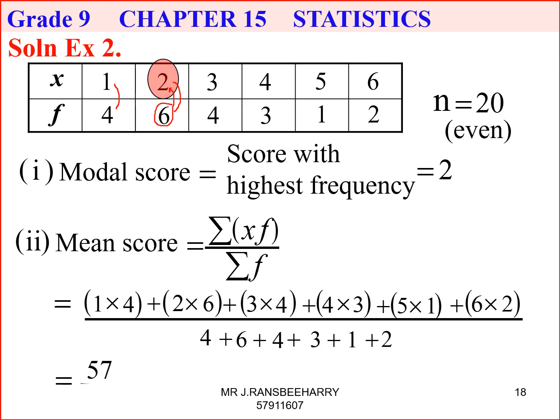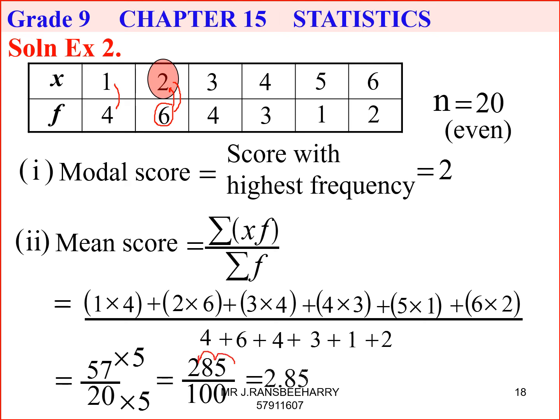So either we leave it as a fraction, but if required to give the answer in decimal, 57 times 5 is 285 over 100. Divided by 100, the decimal point moves backward by 2 places, we obtain 2.85.